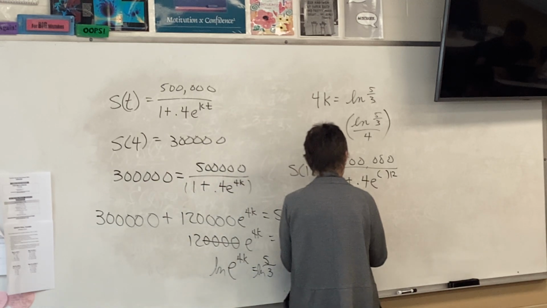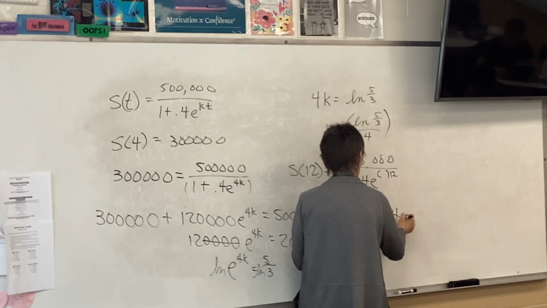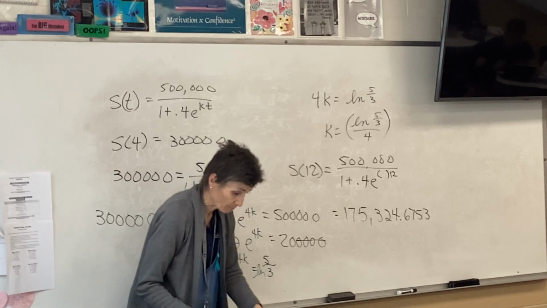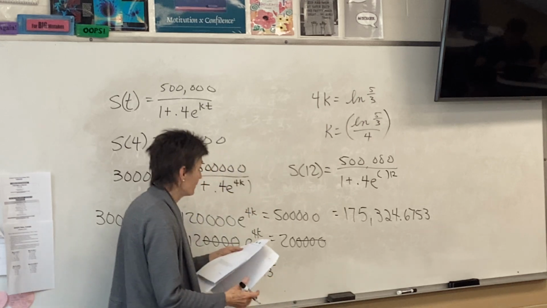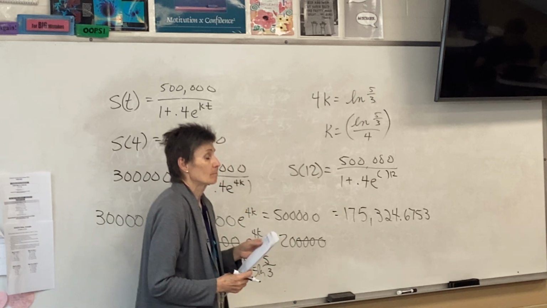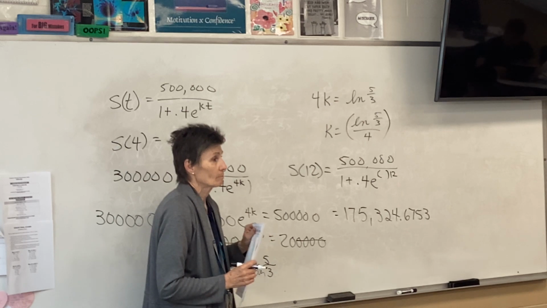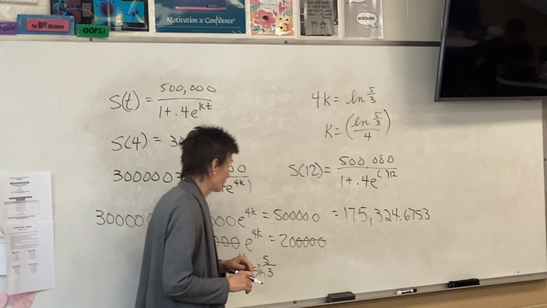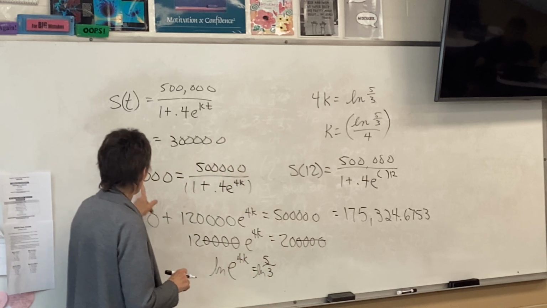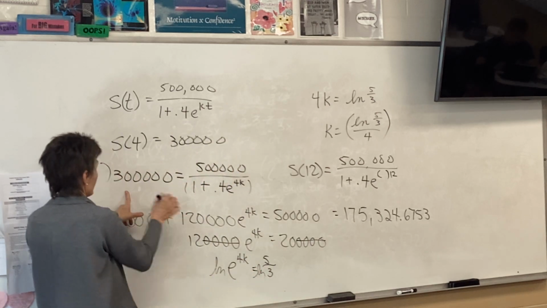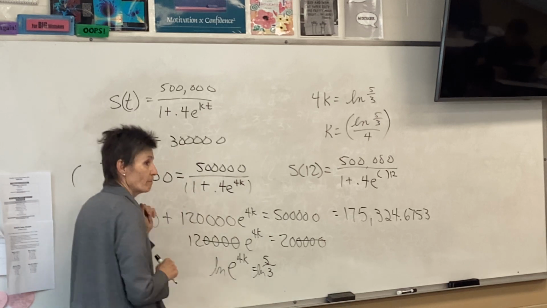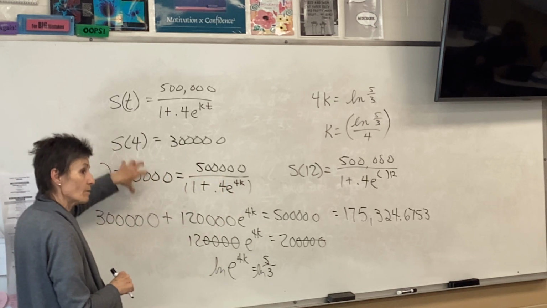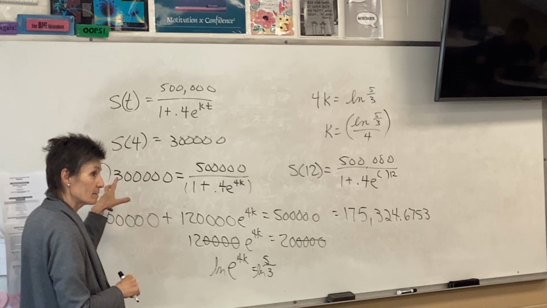I got 175,324.6753. Hopefully that's an answer. Yeah, A. Where do you get the 120,000? When I multiply this, it's 300,000 times 0.4. I had to multiply this parentheses over here and then do the distributive property.